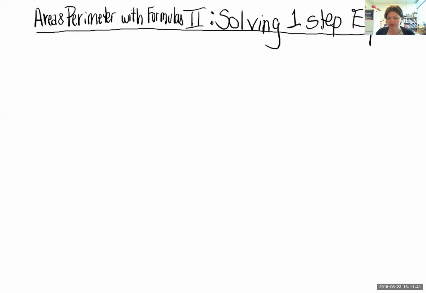Today we are continuing our discussion of the geometry that's on the GED. And we'll be talking about area and perimeter with formulas. I've titled this lesson 2 because this is the second time we're going to look at some area and perimeter problems with formulas. In fact, it's the second time out of 3. We're going to work our way up to the level of complexity that we see on the GED.